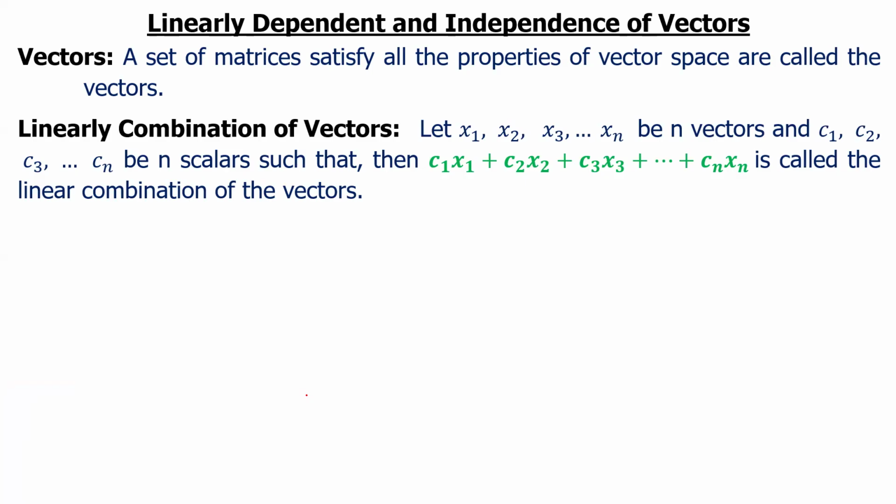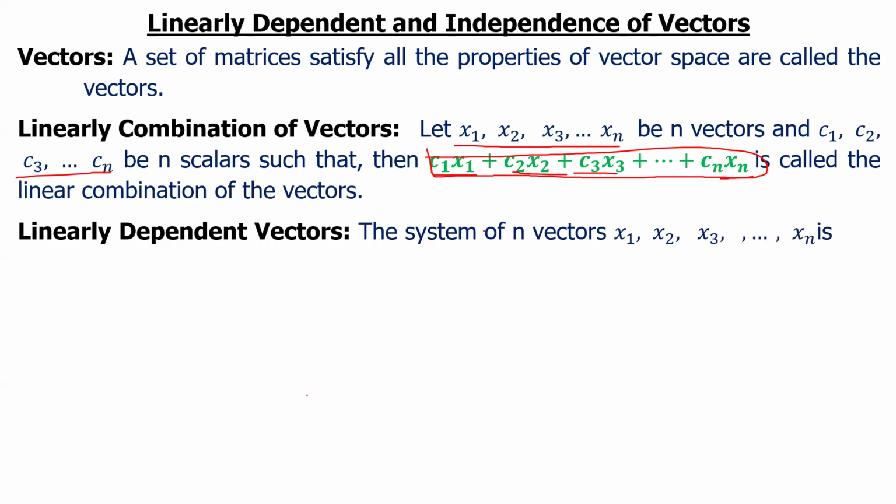Next definition is linear combination of vectors. Let x1, x2, x3 up to xn be n vectors and c1, c2, c3 up to cn be n scalars. Then c1x1 plus c2x2 plus c3x3 up to cnxn is called the linear combination of the n vectors.